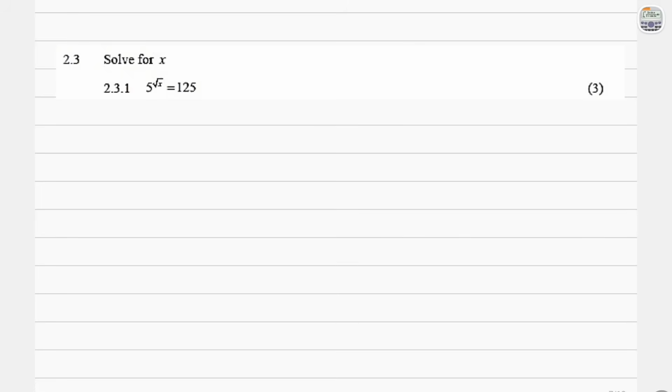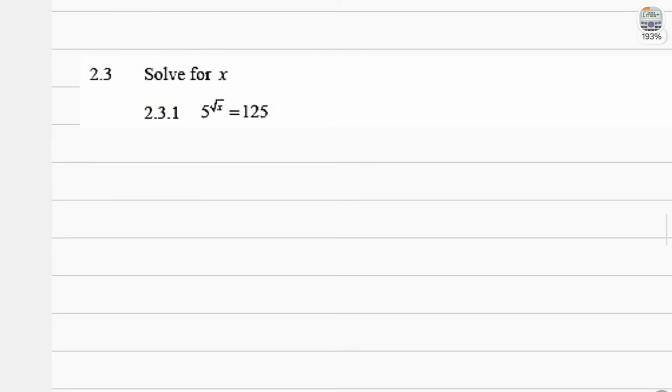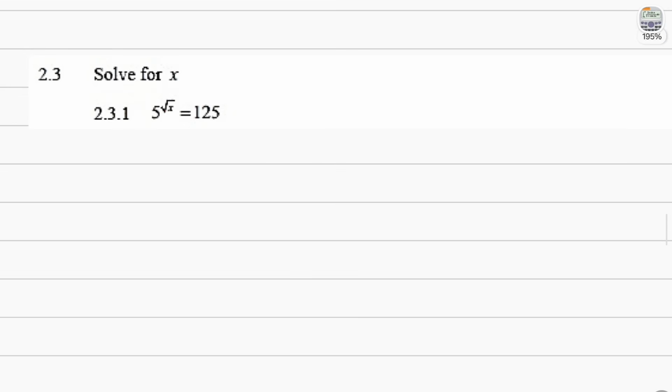And we have 2.3.1. This is 5 to the power of square root x equals 125. What do you notice about 5 and 125? These are numbers that have a base of 5. Okay, they can be written as a base of 5. 125 can be. So we could rewrite this as 5 to the power of square root x. And then 125 can be written as 5 to the power of 3.